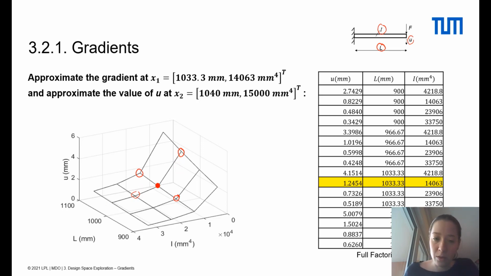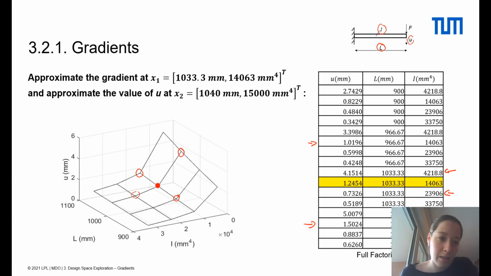We'll also find those values in the full factorial table. So we need those two rows where L is fixed and we have different inertias, and we're gonna need the fixed inertia and a different L. So that's those two.